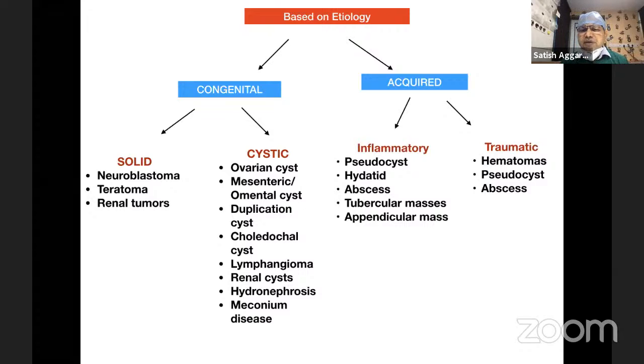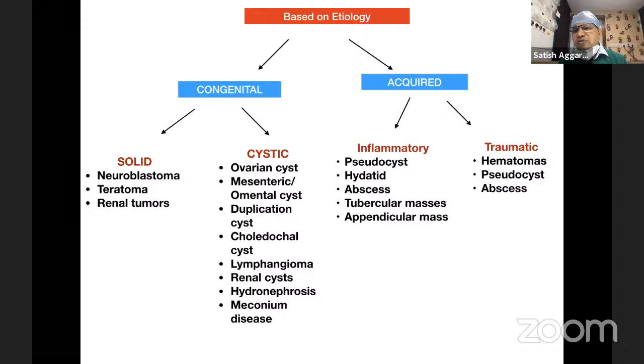But inflammatory masses, generally speaking, you will pick up because they will have other signs of inflammation, like acute onset pain, fever, tenderness to touch. They will not be able to walk properly. They will limp while walking. And therefore, it is not very difficult to pick up inflammatory masses in the abdomen in children.